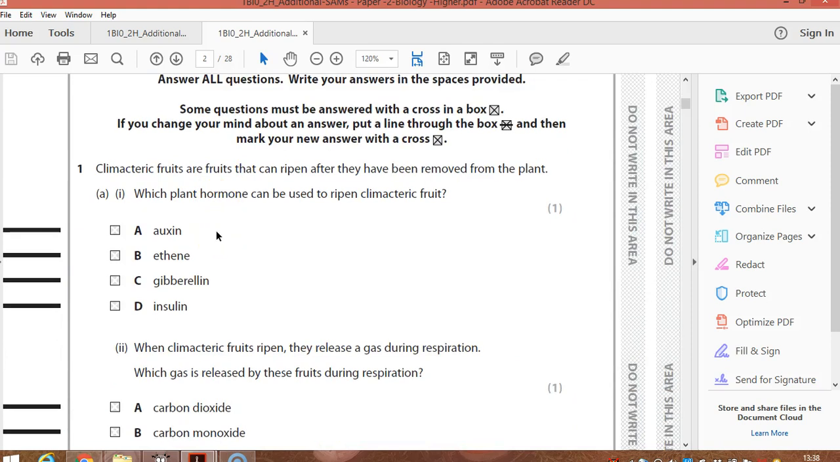So normally, like a lot of GCSEs, they start with some easy multiple choice questions. This is a higher paper, by the way. If you're foundation, you have a lot more multiple choice questions, but higher papers have a few. So we'll start with this.